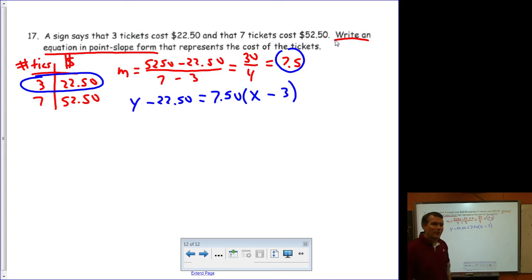One more interesting point, if you put this in slope-intercept form, you would have y equals 7.5x minus 22.5 plus 22.5, oh, that'd be it. There was no service charge. The tickets cost $7.50 each, and the starting amount was 0, which means there was no service charge or something to start.